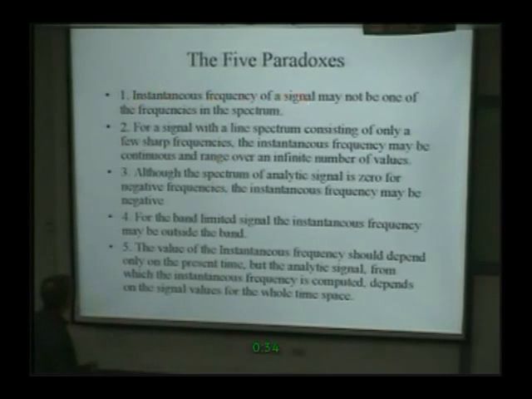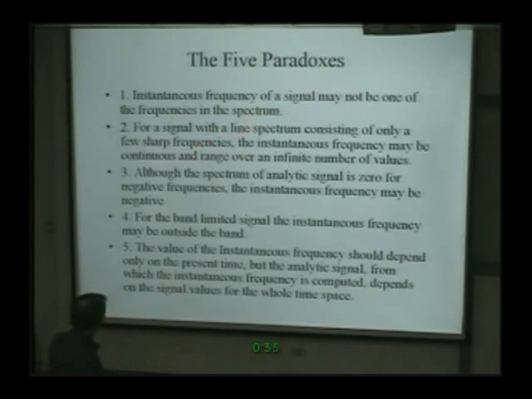the instantaneous frequency of a signal may not be one of the frequencies in the spectrum. By spectrum, you mean Fourier spectrum. So if I have, say, spectrum lines, and I put in two signals, I have two lines. But the instantaneous frequency may not be one of the frequencies of the lines.